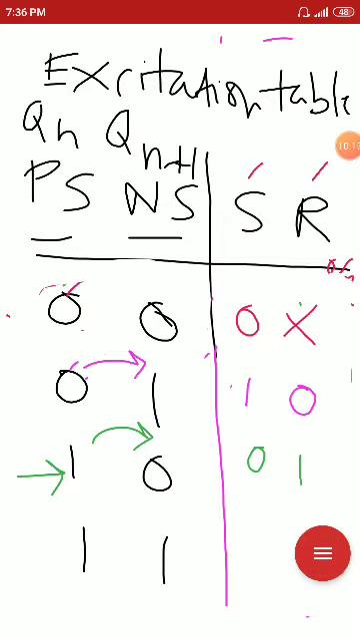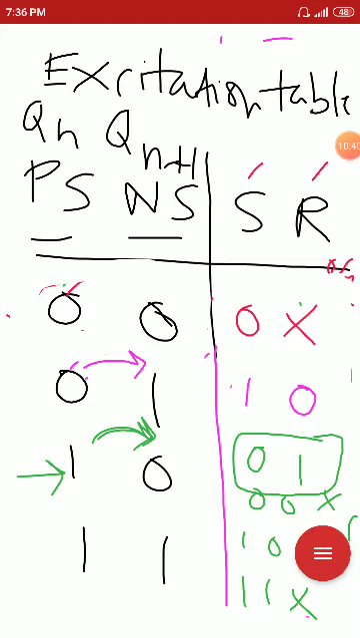The remaining combinations are not satisfactory because 0 0 is no change, that is not possible. 1 0, the output becomes 1, that is not possible. 1 1 is invalid. So the only condition which is satisfying the present state 1 becoming 0 is 0 1. So that is the excitation for SR for the case when the present state changes from 1 to 0.